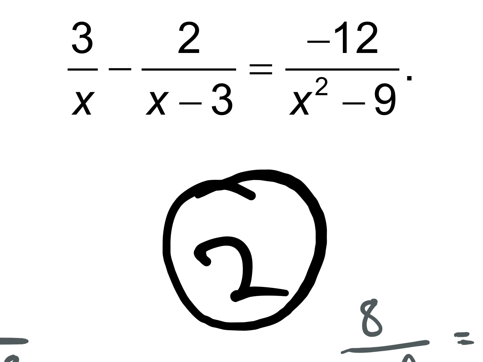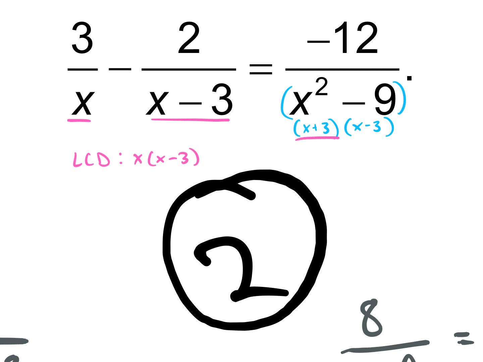So out of these three denominators, we see that x squared minus 9 can be factored more. What does x squared minus 9 factor into? X plus 3, x minus 3. So my least common denominator would be x times x minus 3 times x plus 3. And now I have another x minus 3, but I don't have to include that one again because it's already on my list. So my least common denominator is just x times x minus 3 times x plus 3.